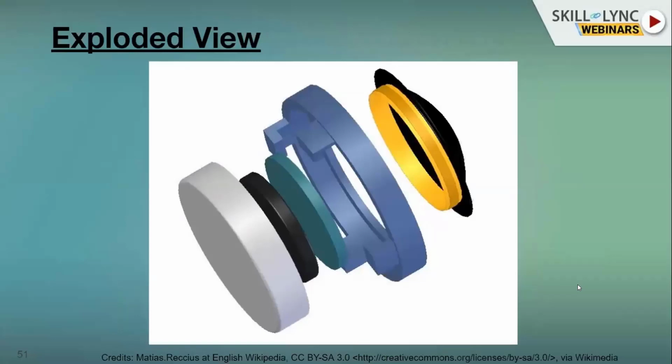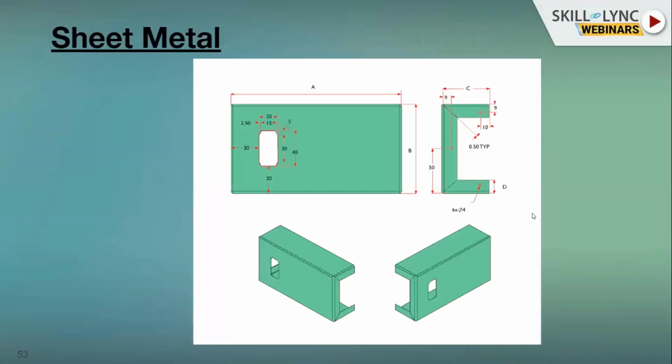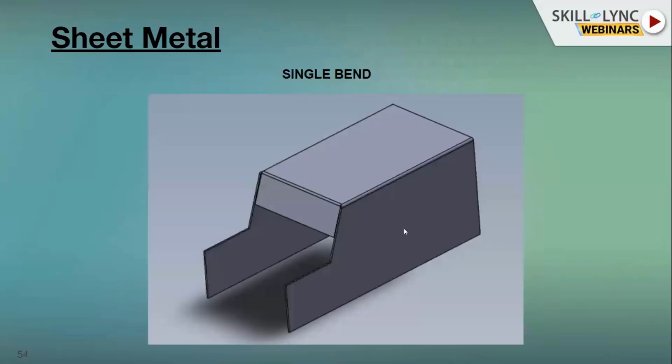And this is the exploded view. Once the product is assembled together, we can just drag them apart to showcase what all the individual parts are with this exploded view. And this is one of the exploded views of the cylinder, a pneumatic cylinder. And this is a sheet metal part. Once after bending, it will look like this. This is a part done by SolidWorks.